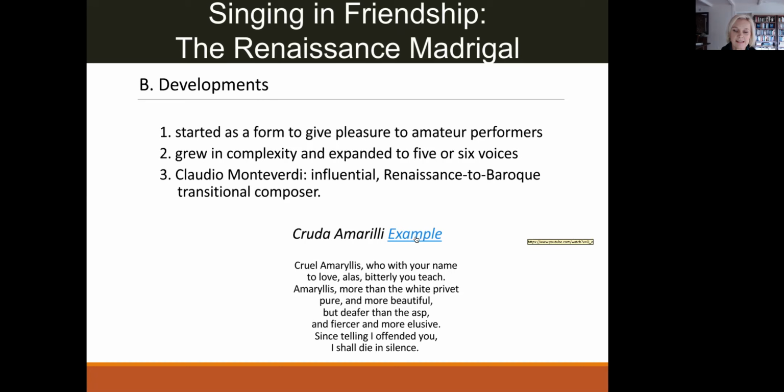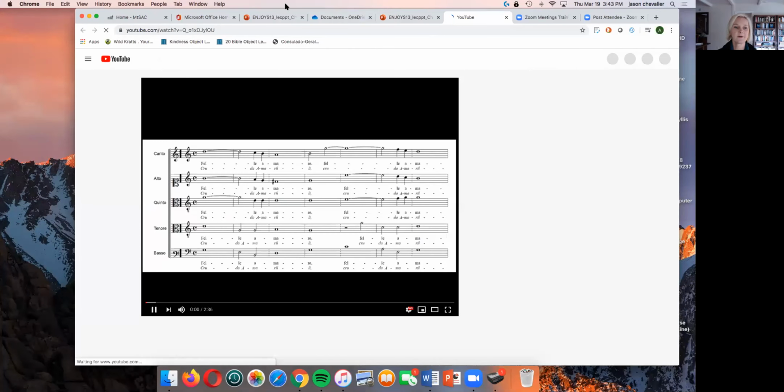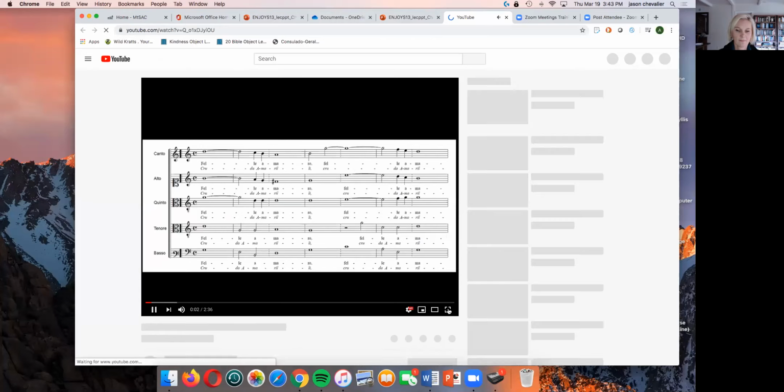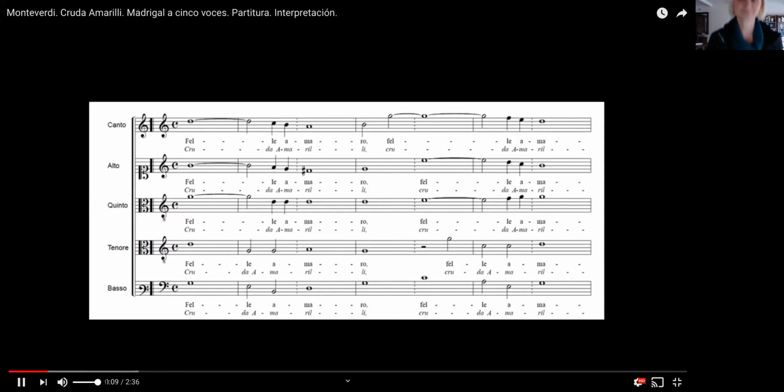Here I have an example of a madrigal for you. So let me play it for you. You will open in a different window, so hang on in there. Let me adjust the volume.